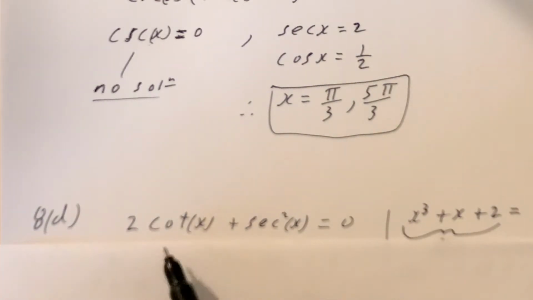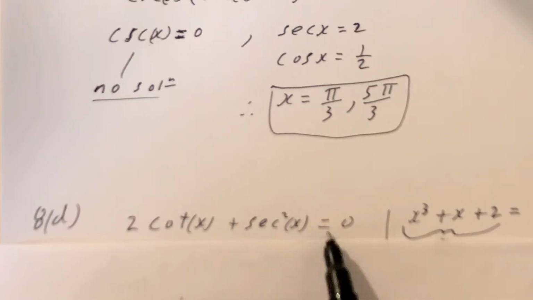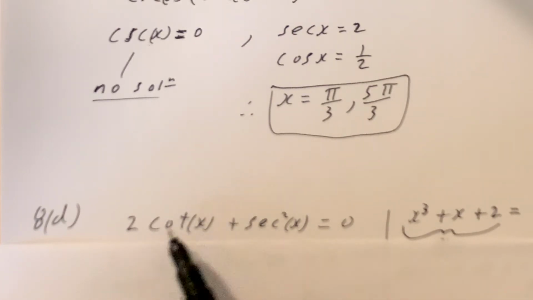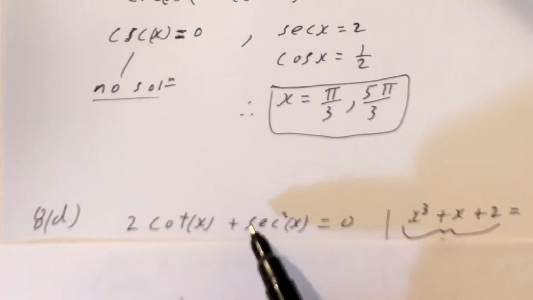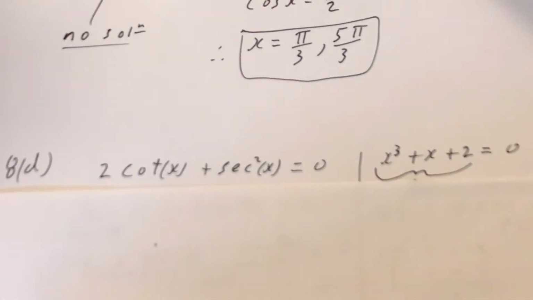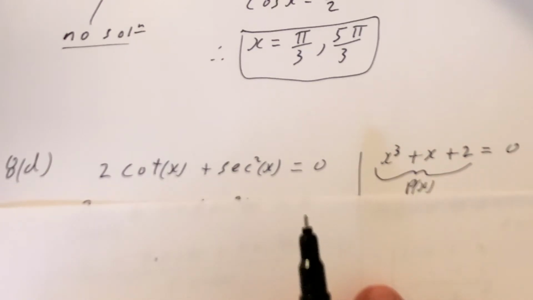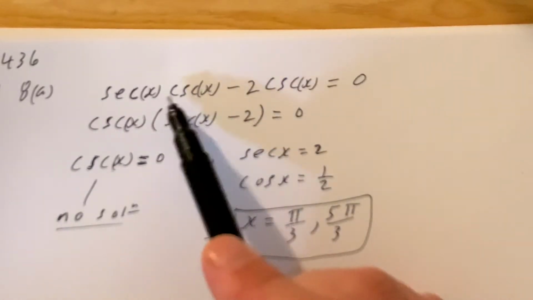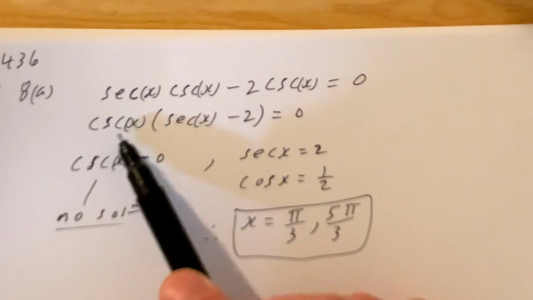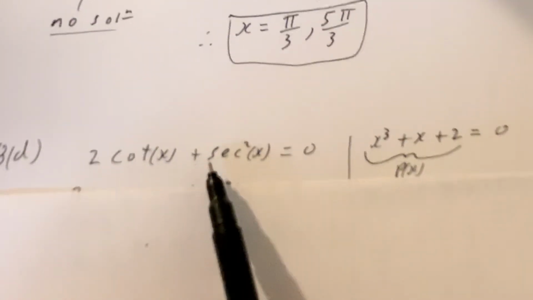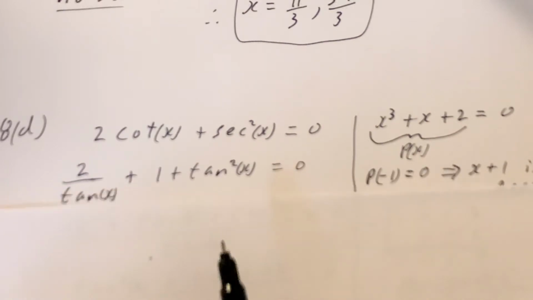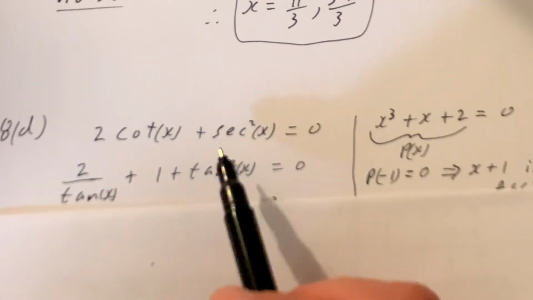Looking at this, you've got 2 cotan x plus secant squared x equals 0. Well, these aren't even the same trig ratios. So we've got to do some magic here, use some trig identities to try and get it so that it's the same trig ratio. Before, we had a common factor so that we could do it. Here we don't have a common factor. So in this one, we're going to try and change it all to tan.